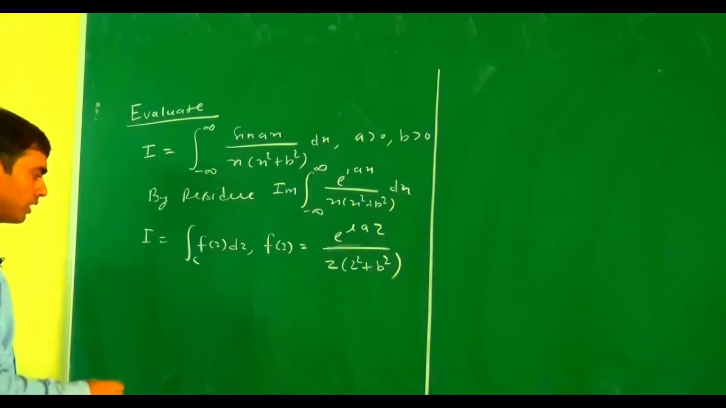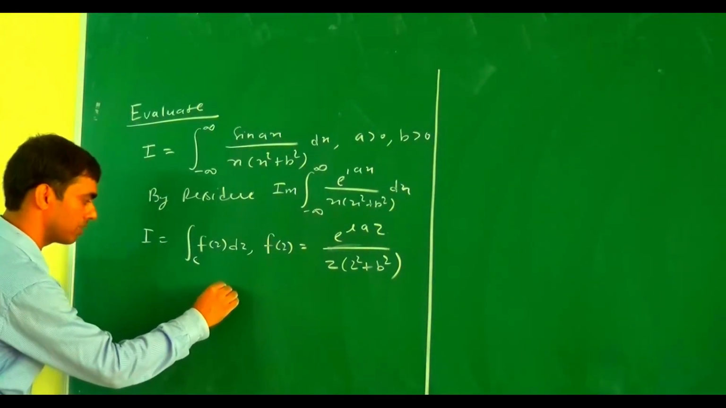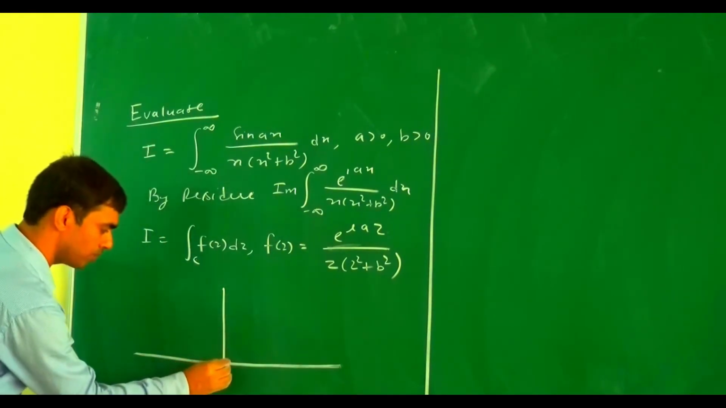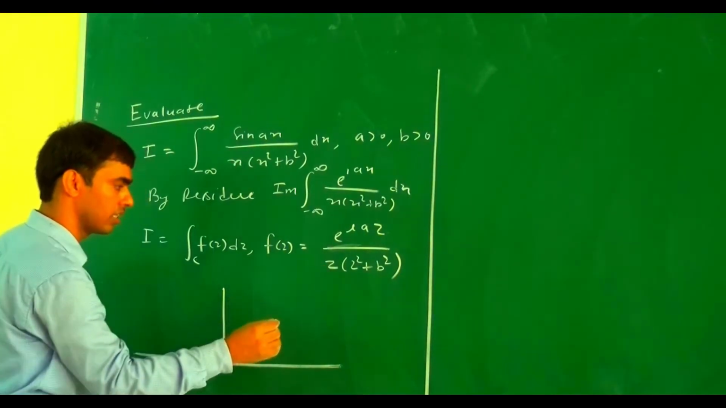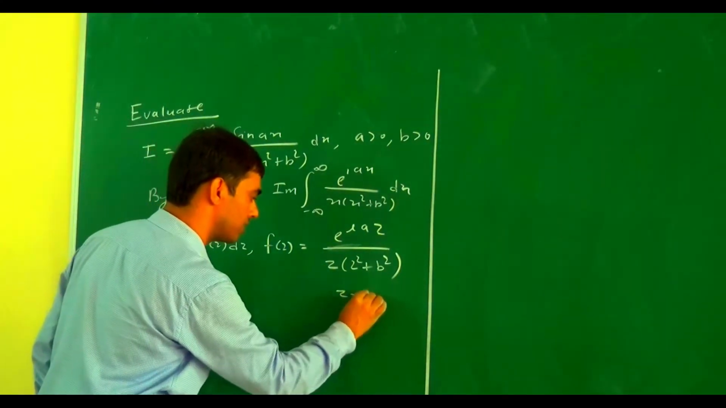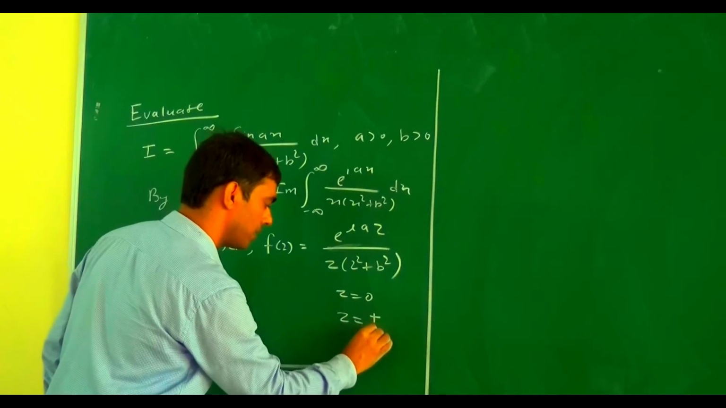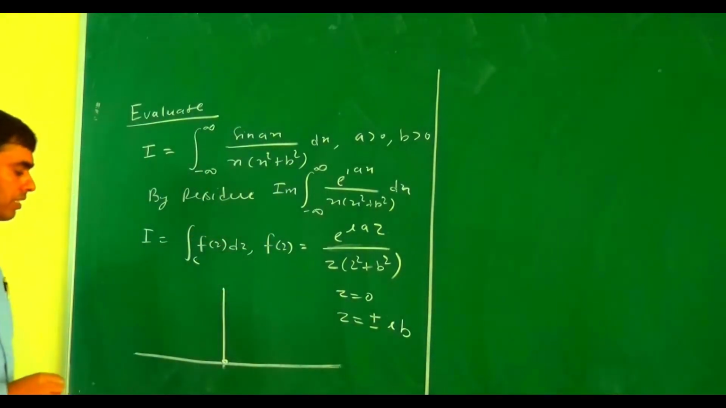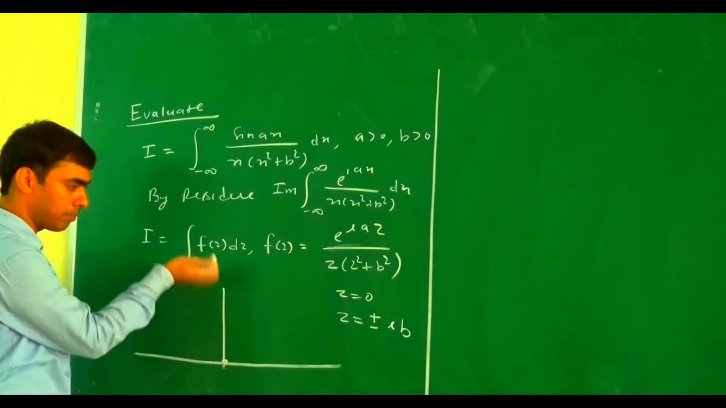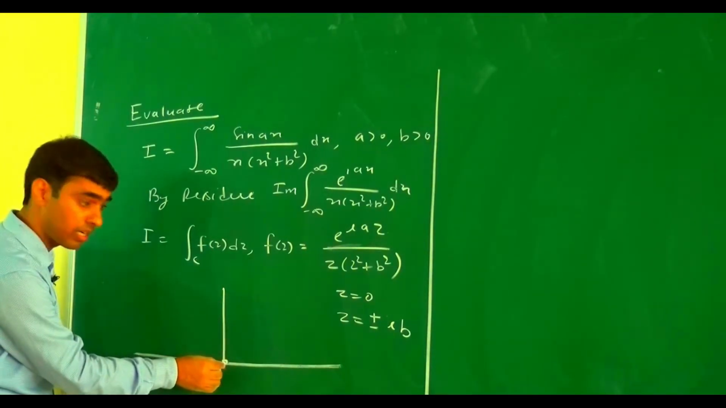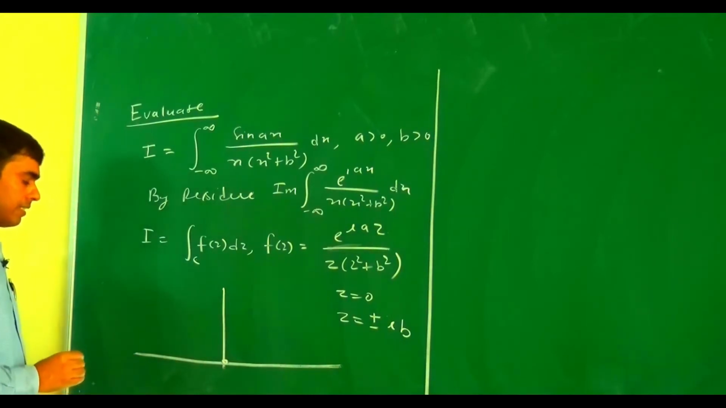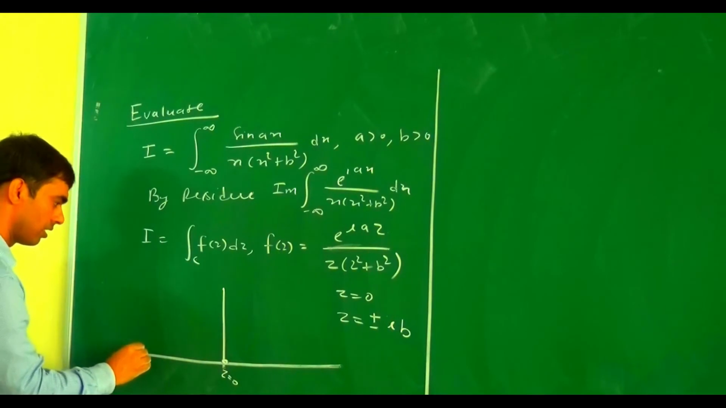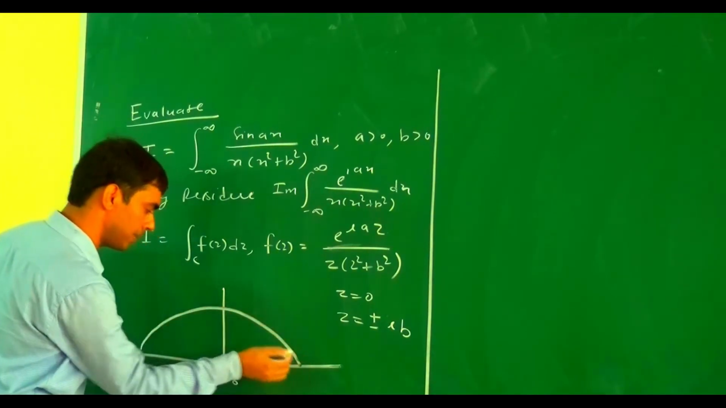So what are the singular points here? There is one point, z equals 0, a singular point, and z equal plus minus bI. Then bI lies in the upper half plane and z equals 0 lies on the real axis. So z equals 0 lies on the real axis. So this one is equal to C.